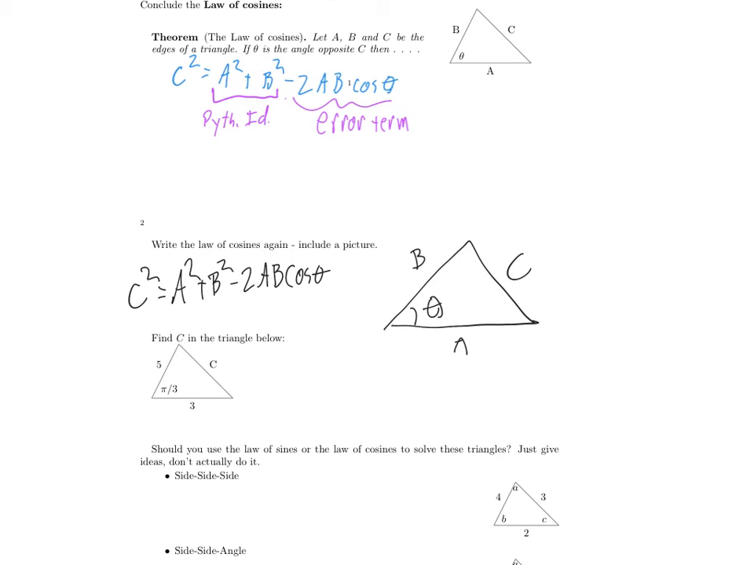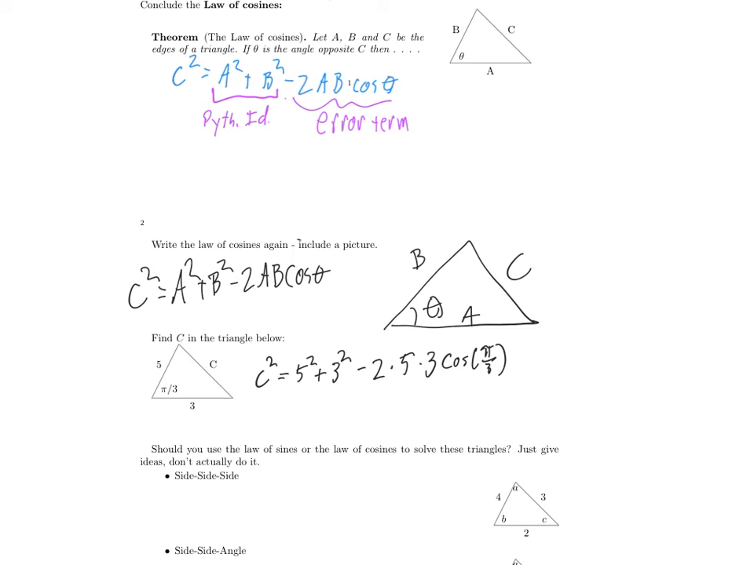So I know two sides and the angle at which they meet. Those are all of the variables on this side of the law of cosines. So we can use the law of cosines. The law of cosines will say that c squared is equal to 5 squared plus 3 squared minus 2 times 5 times 3 times the cosine of pi over 3.